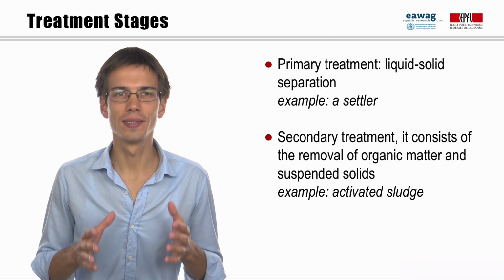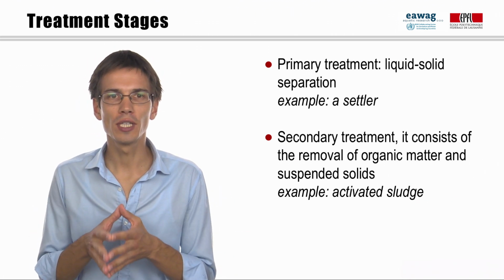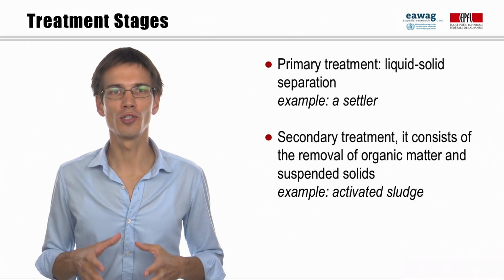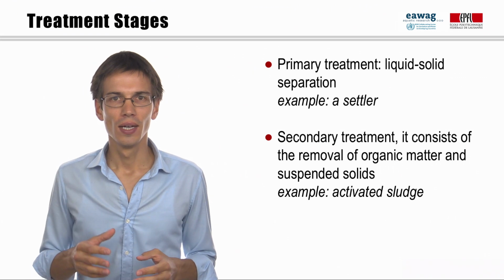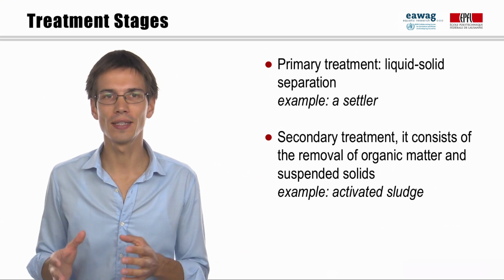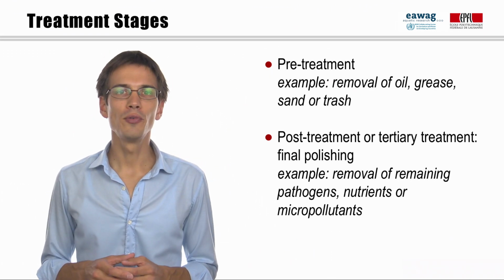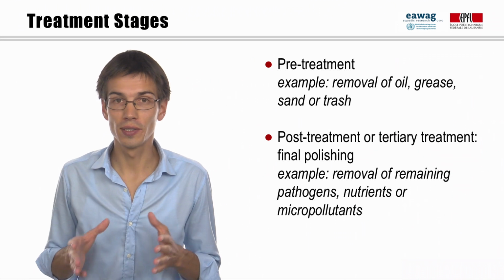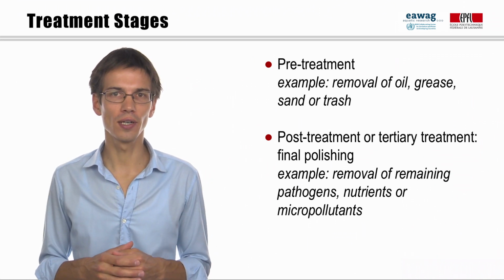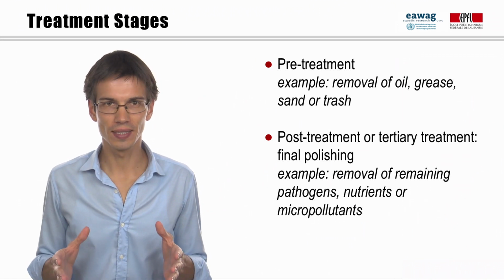The two main treatment stages are called primary and secondary. Primary treatment consists in the liquid-solid separation, for example through sedimentation. As for the secondary treatment, it consists of the removal of organic matter and suspended solids. The pre-treatment is the preliminary removal of wastewater or sludge constituents, such as oil, grease, and various solids, like sand and trash. Pre-treatment is a must.